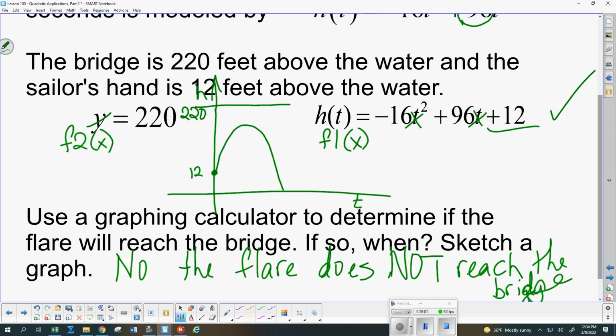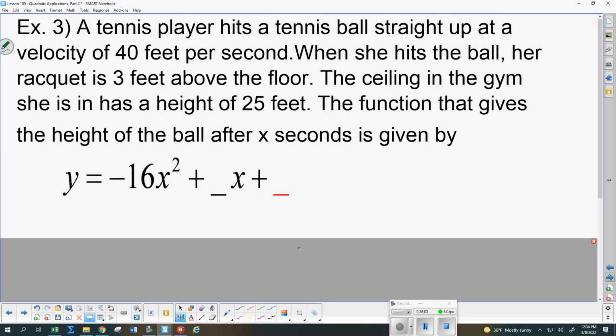Everybody good there? Then one last example, and we had to fill some things in on this one. We have a tennis player who's going to hit a tennis ball straight up at a velocity of 40 feet per second. And when she hits the ball, her racket is 3 feet above the floor. That's enough to let us get our equation, and then we'll worry about the rest of it. We know it's y equals negative 16x squared plus something x plus something else, which could be 0 or not.